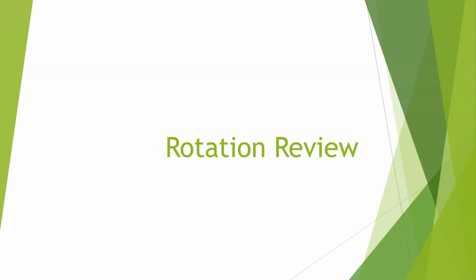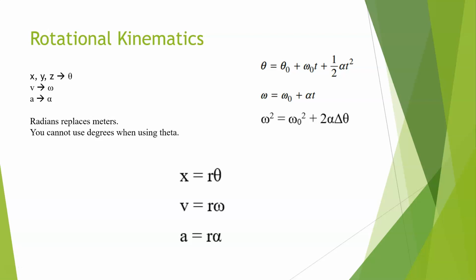So I'm going to do my best to keep the rotation review under 5 minutes, but this was by far our most complex unit, whether you're an AP Physics 1 student or an AP Physics C mechanics student. There were basically 4 things that we talked about: rotational kinematics, torque, which is the force equivalent for rotation, rotational energy, and rotational momentum, which is more often called angular momentum.